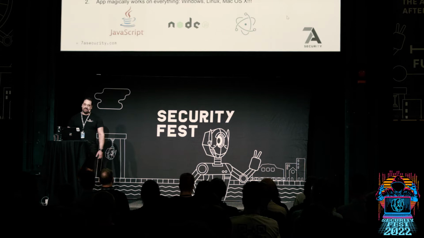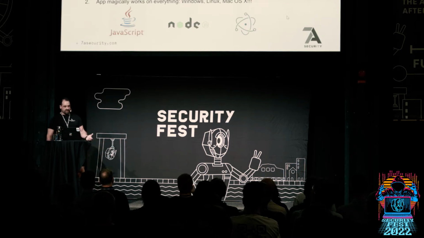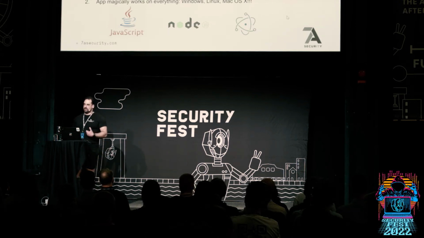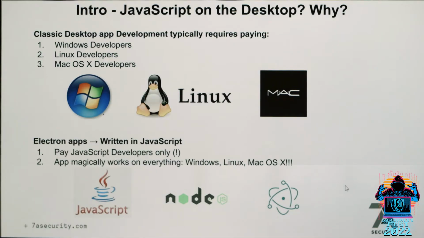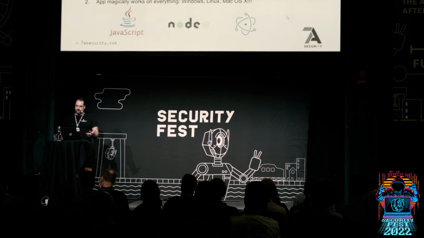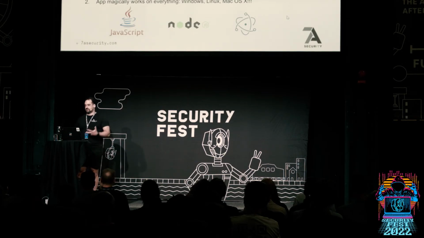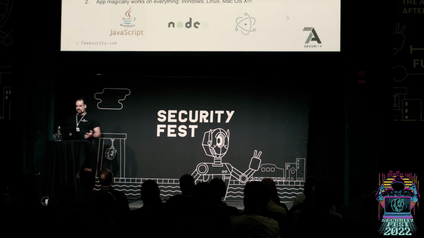The main reason is that normally you are going to have 3 developer teams, right? This was the classic desktop application development. You will have to pay Windows developers, Linux developers, Mac developers. This is expensive. It is 3 different development teams with different skills. They have to be coordinated. It's expensive, right? But with Electron, now you lower the bar to just JavaScript developers, right?